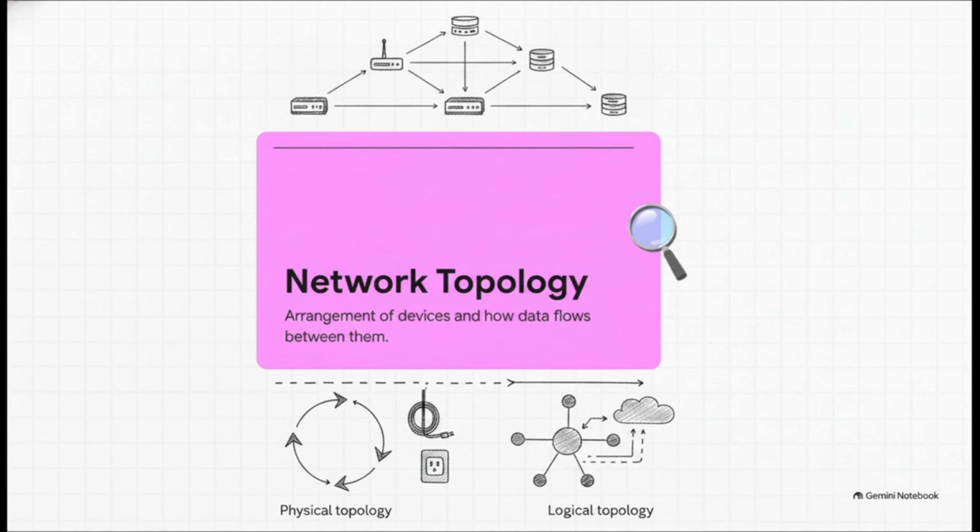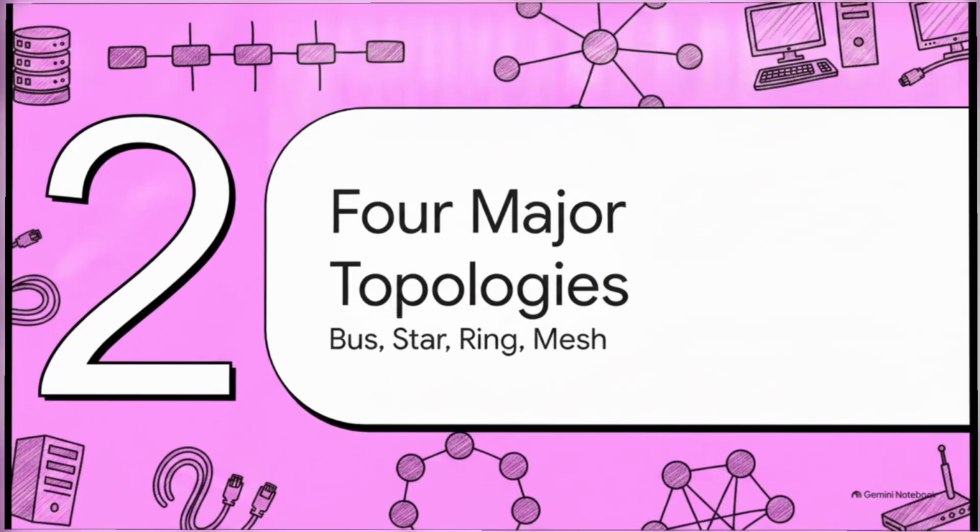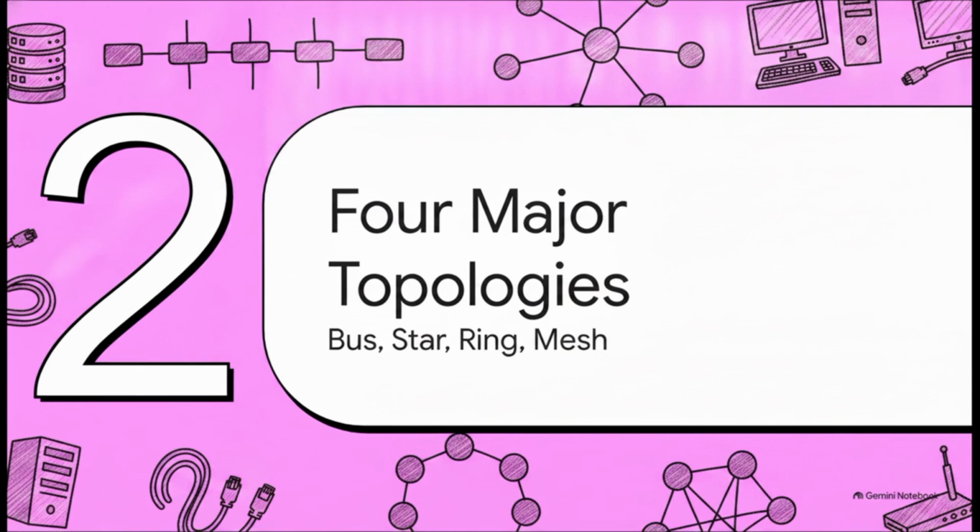it up later. Keep in mind, this encompasses both the physical topology, like where the actual cables run, and the logical topology, which is the invisible path the data actually takes. Our major topologies. Moving on. We're looking at bus, star, ring, and mesh. Let's explore how we can build these digital roads.